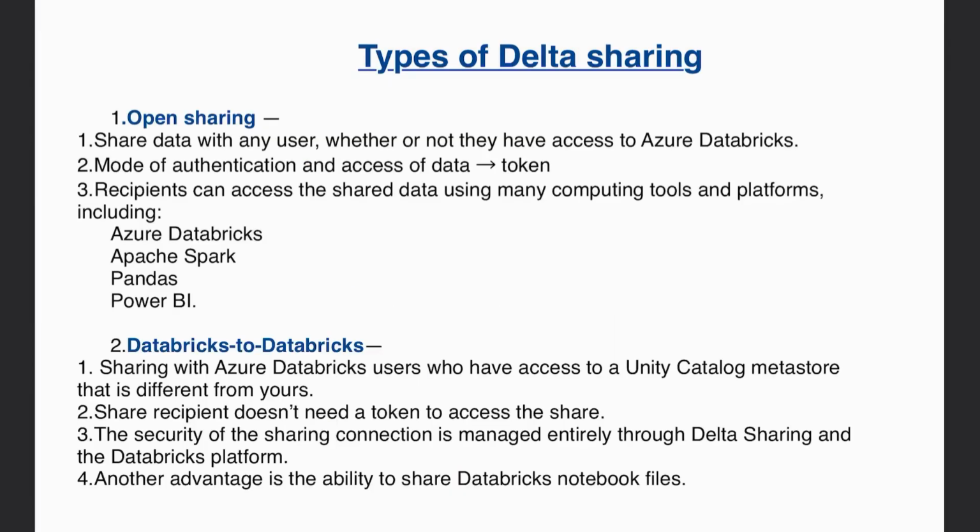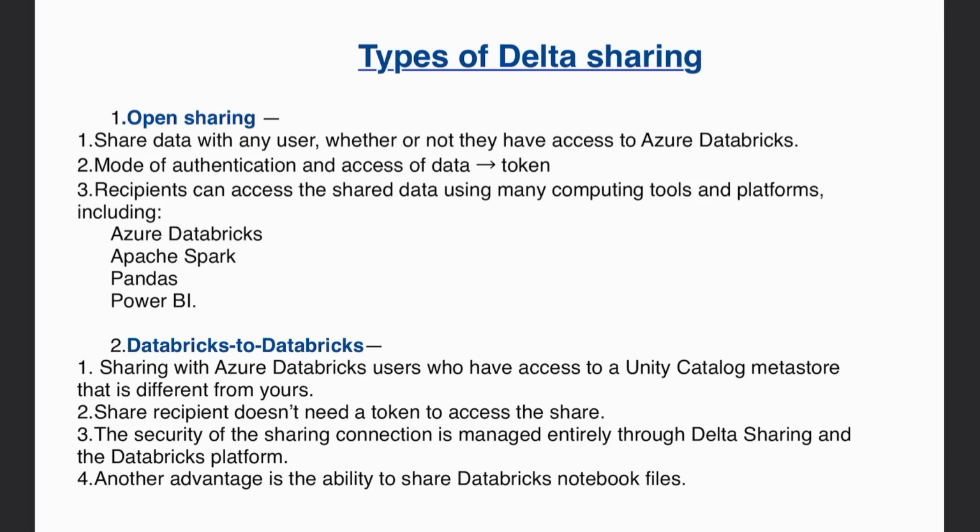So Delta Sharing is of two types. The first is open sharing. Open sharing means you can share the data with any user whether or not they have access to Azure Databricks or AWS Databricks. So let's say if you want to share the data with users who are outside of the Databricks workspace, then you can do it using open sharing.